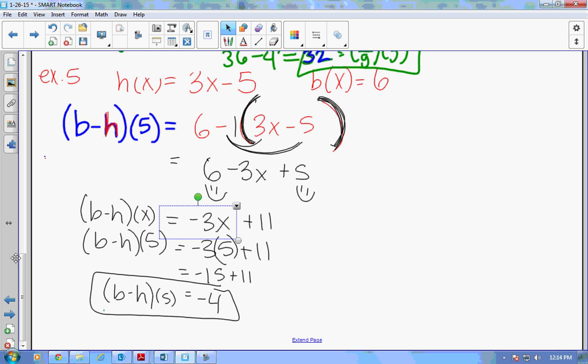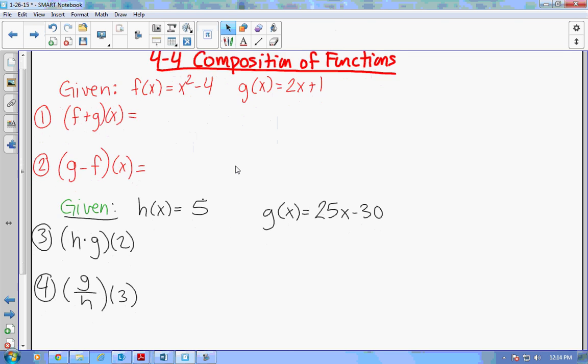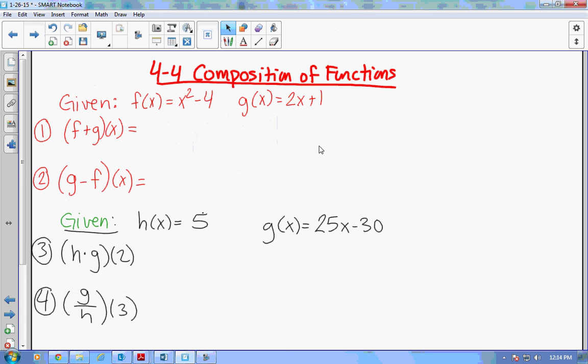Okay, so get a new piece of paper because the notes are going to be turned in when we have our first test. A new piece of paper. Entitle it 4-4 Composition of Functions. Okay, some of them, the first 2, have to do with f and g, which are up here in red. But then 3 and 4 have different functions.